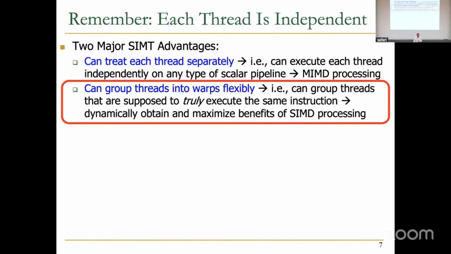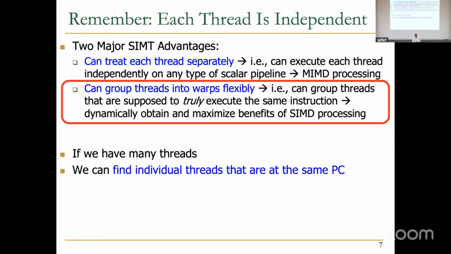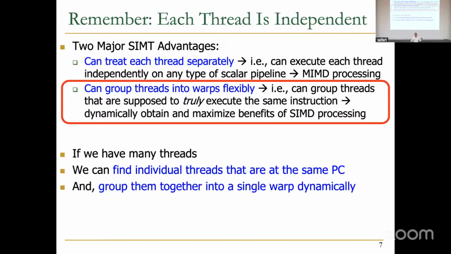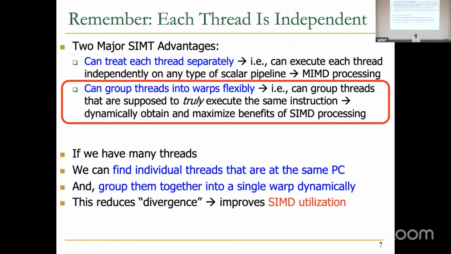Okay, so basically, this is what this says. You can group threads into warps flexibly. I showed an example of this, but you can actually do more than what I showed. Essentially, if you have many threads, many warps, you can find individual threads that are at the same program counter, group them together into a single warp dynamically, and this reduces divergence and improves SIMD utilization.